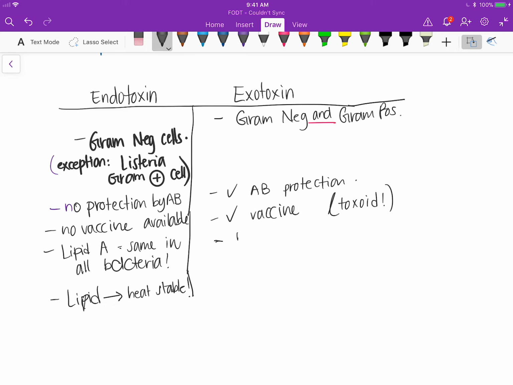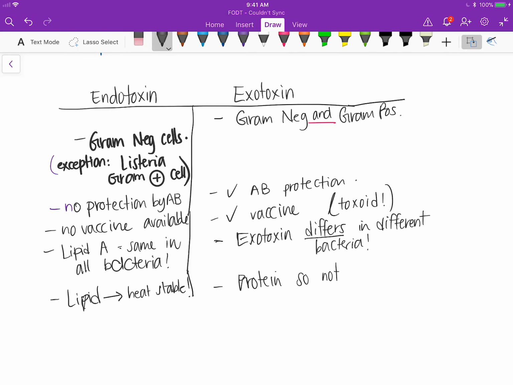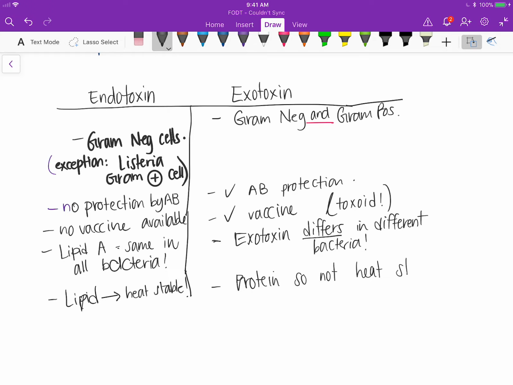Similarly, exotoxin differs. The toxin differs in different types of bacteria. So it differs. And then it is a protein. So not heat stable.